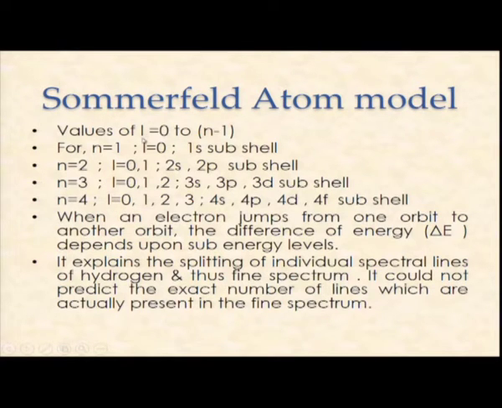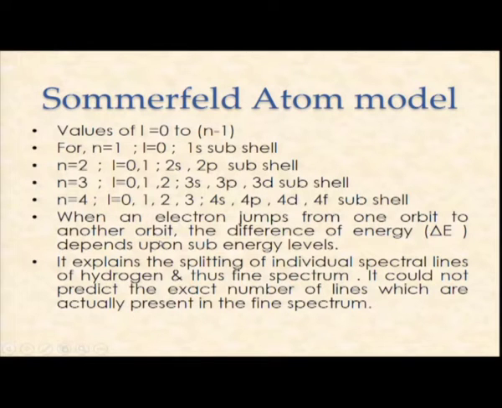So the rule is framed connecting n and L. L can have values between 0 to n minus 1. So if n is equal to 5, then L values can be 0, 1, 2, 3, 4. So 5 values are possible. Like that, the principal quantum number and the orbital or azimuthal quantum number are connected by the Sommerfeld atom model.